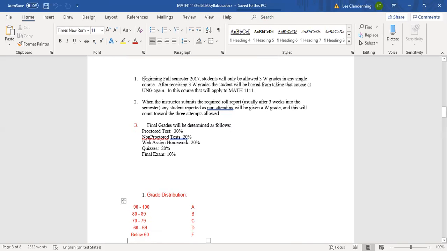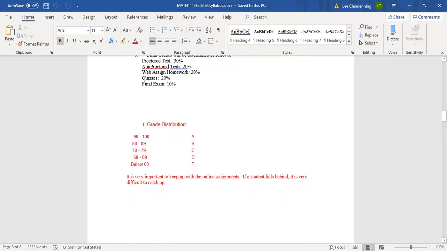For grades this semester, one of the tests will be proctored, but I don't know which one, because I have to fight for time on a schedule. But we will announce which one is proctored, whichever, that's our proctored event for 30%. The rest of the tests will be non-proctored. WebAssign homework is 20%, the quizzes are 20%, final exam is 10%. If there's any bright side to this, for 32 years, I've had to count final exams between 25 and 33% of your grade, a quarter to a third. This semester only, because the final exam will be non-proctored, they are letting me go down to like 10%.